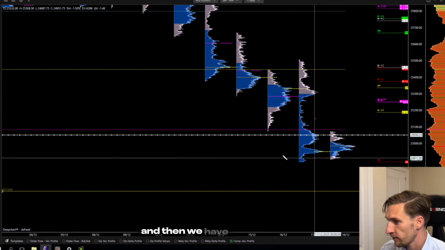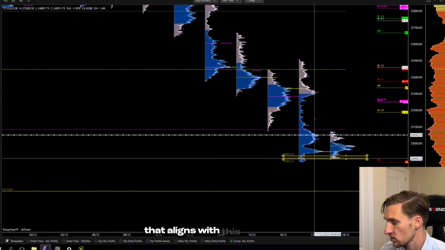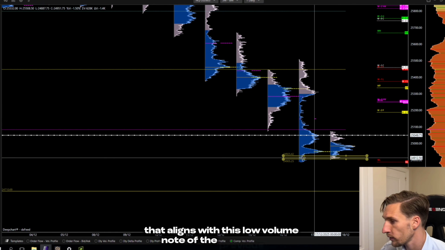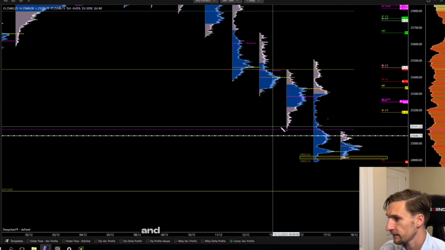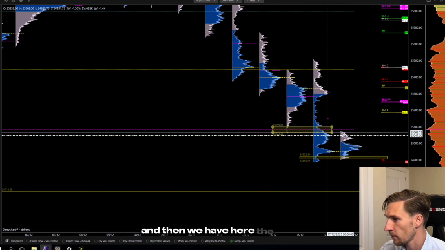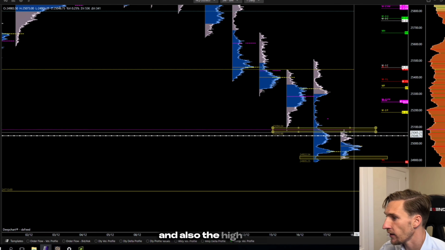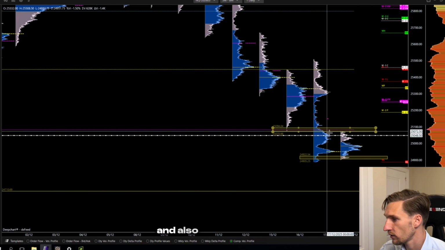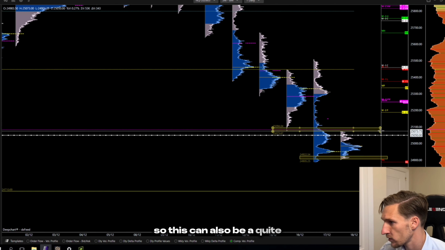And then we have here the value area low of today that aligns with this low volume node of the previous day. So let's say that is the 920s level. And then we have here the point of control from the composite, and also the high of today, and also a ledge from yesterday. So this can also be quite a strong level.